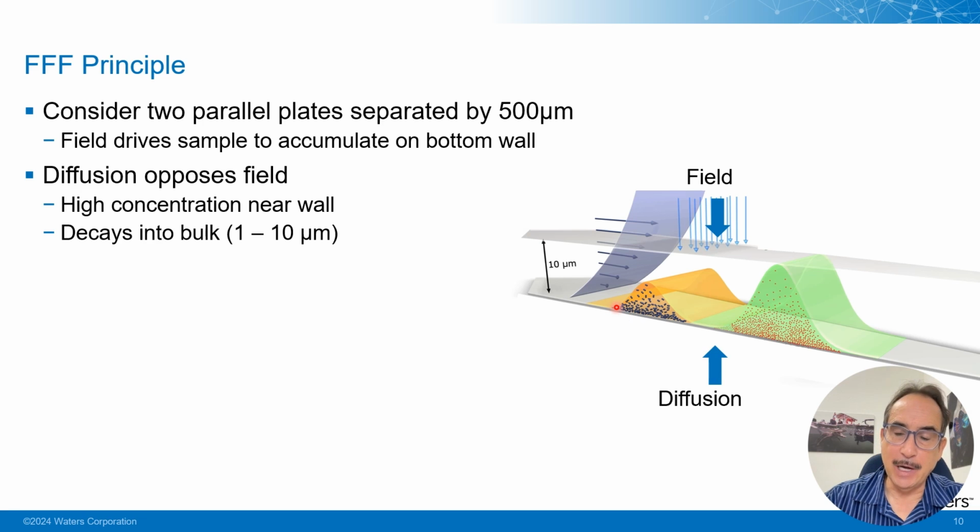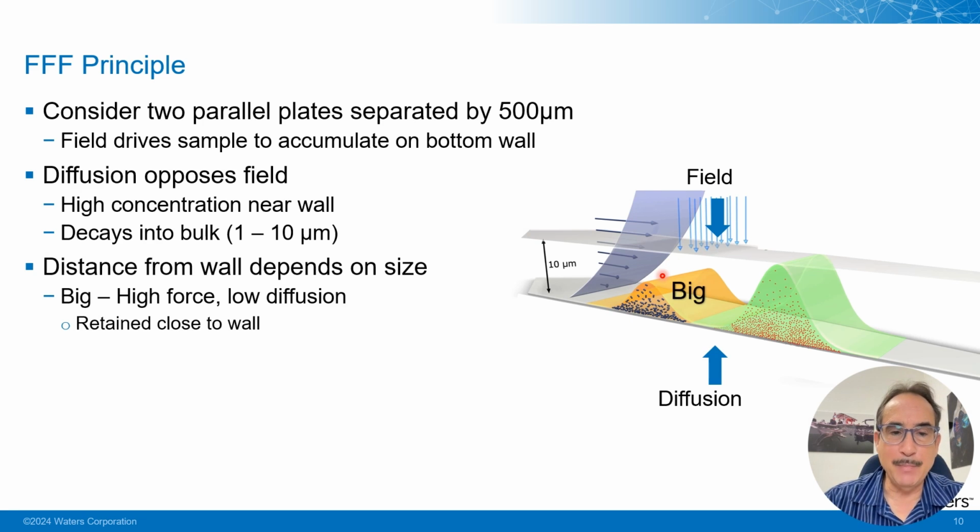In that case, you'll get a high concentration near the membrane surface, and it'll decay exponentially into the bulk. Now consider what happens when you look at just the big particles. Here, because they're large, they feel a large force from the field pushing downwards. And because they're large, the diffusion constant is small, so the diffusive flux upward is small.